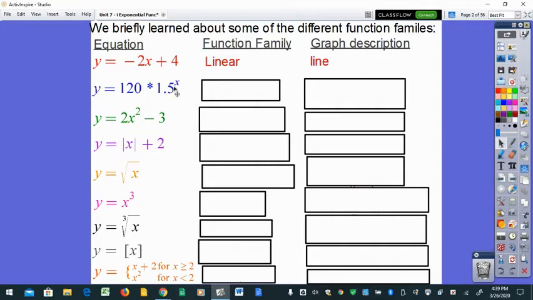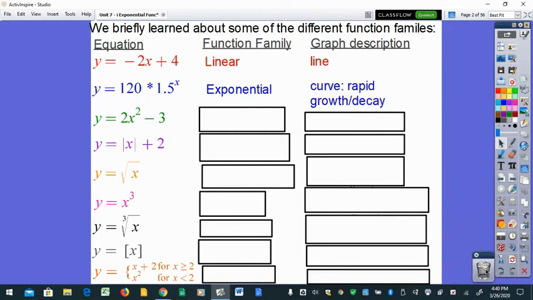Here we've got a variable exponent. We've got a number times a base raised to a variable. That should be our exponential. And we're going to expect that curve that either has a rapid growth or a rapid, what's called decay.